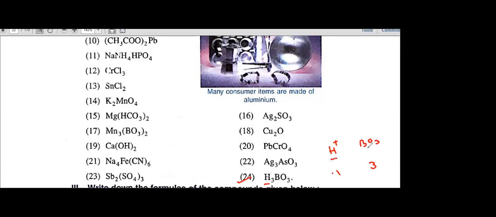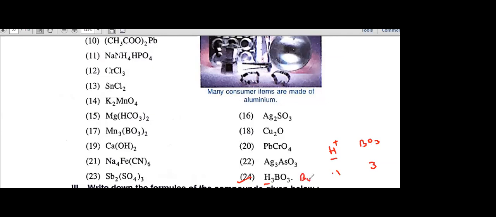Hydrogen. What's the name of BO3? Bindu, tell me. Sir. Yes, what is the name of BO3? Borate, right? Very good, Sapnishri. Very good, Priya. So what is the name? Hydrogen borate, right? Hydrogen borate.